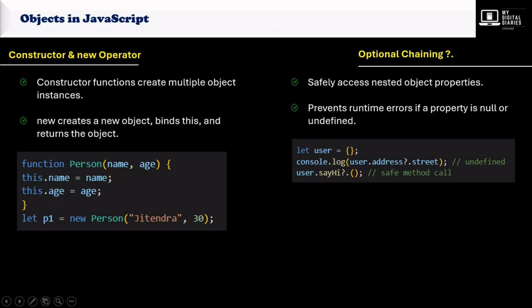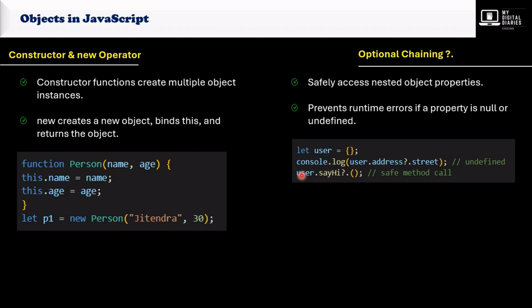So we have a let user. We have created a user object. Now here, if you see console.log user.address?.street, using optional chaining, it will safely return undefined if the address object doesn't exist, instead of throwing an error.